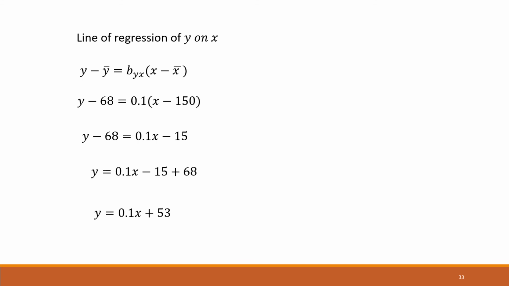y is equal to 0.1 x plus 53. All the data we have to just substitute in the formula, nothing else. Everything is given. x bar was not given directly, but we were given summation x. x bar is equal to summation x by n, y bar is equal to summation y by n. So we have calculated x bar, y bar, and then byx from the formula, and then from the equation we calculate the regression line of y on x. So y is equal to 0.1 x plus 53.